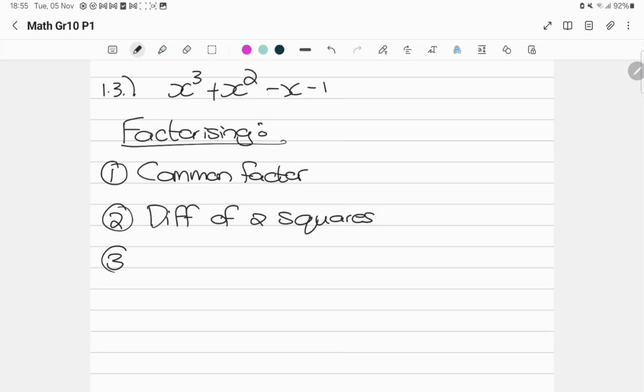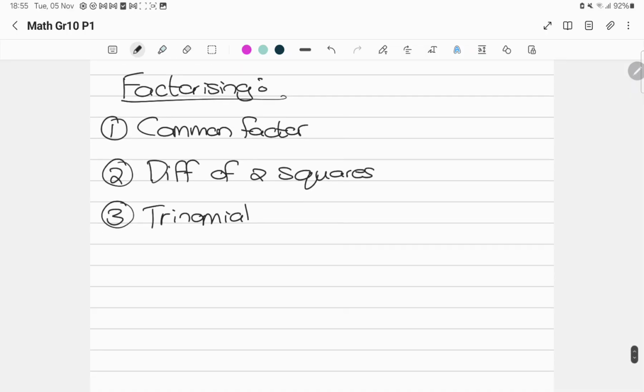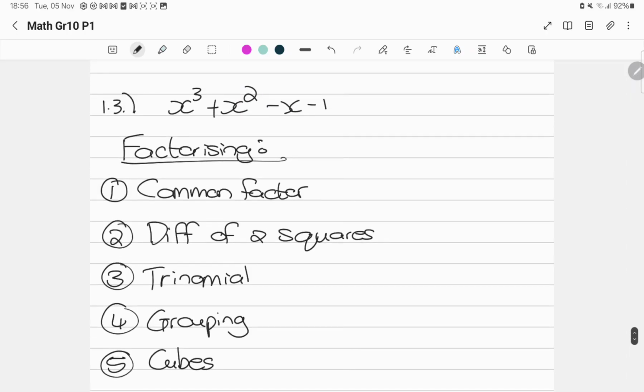Then I have my third one, which is my trinomial. Now obviously you can only have a trinomial if you have 3 terms. Then if you have 4 terms, you know, okay, great, this has to be grouping. And then your last one you learn in grade 10 is your cubes, which means you need to have something to the power of 3. So let's quickly look at this one.